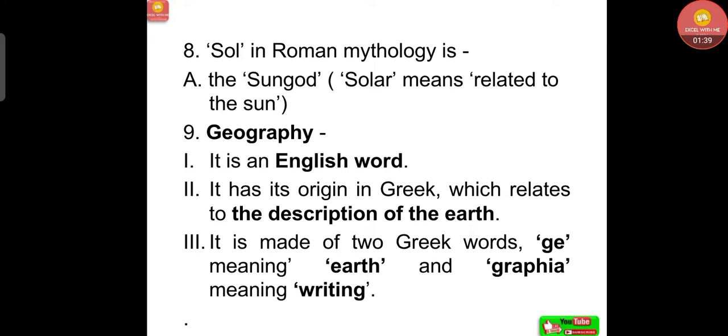Sol in Roman mythology is the sun god. Solar means related to the sun. Now let's understand the statements related to geography. It is an English word. It has its origin in Greek, which relates to the description of the earth. It is made of 2 Greek words, ge meaning earth and graphia meaning writing. So these are the 3 statements which are true or correct.